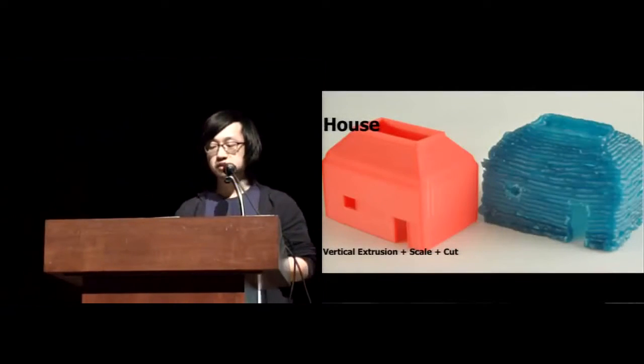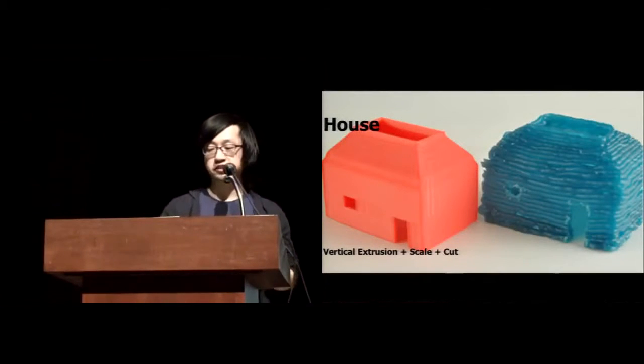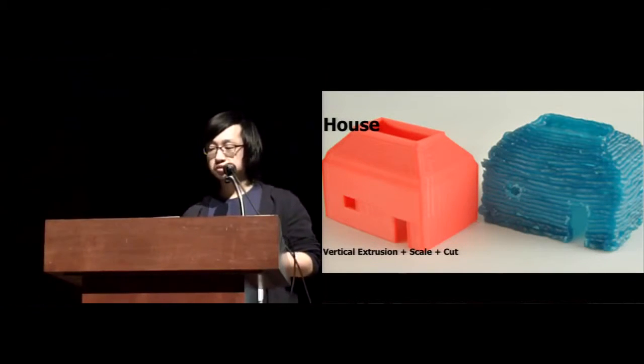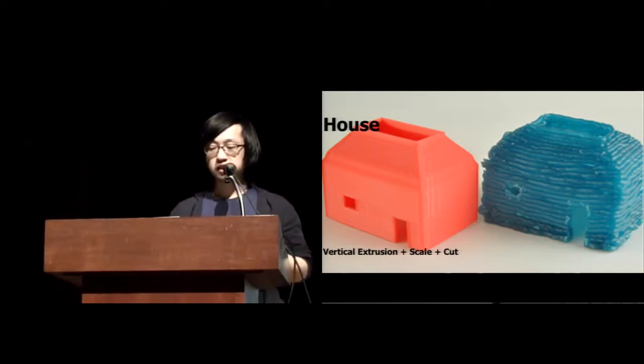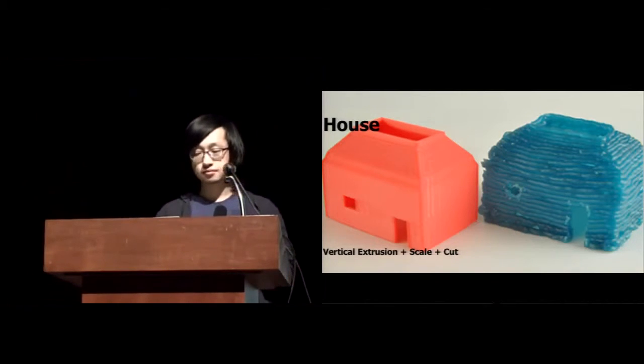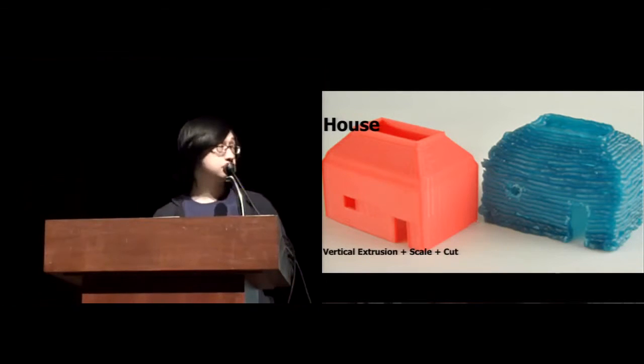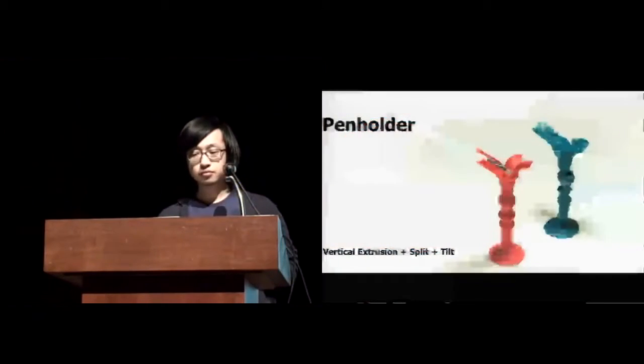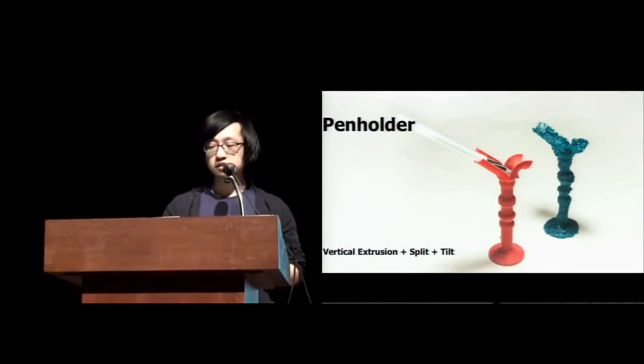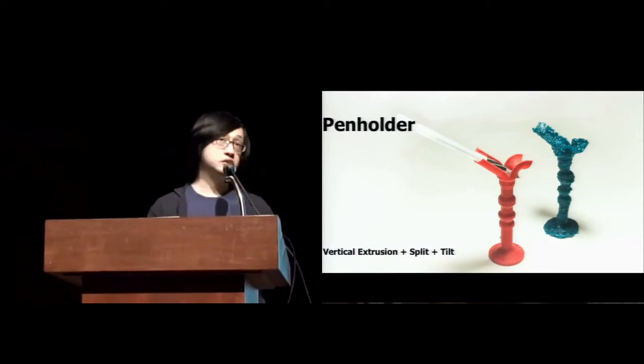This is a house example designed to start from a 2D rectangular shape. They extrude up vertically, then scale down to create the roof. The window and the door are made possible with the cutting tool introduced previously. This pen holder is made by splitting the base profile into two and extruding each of them individually in two different directions.